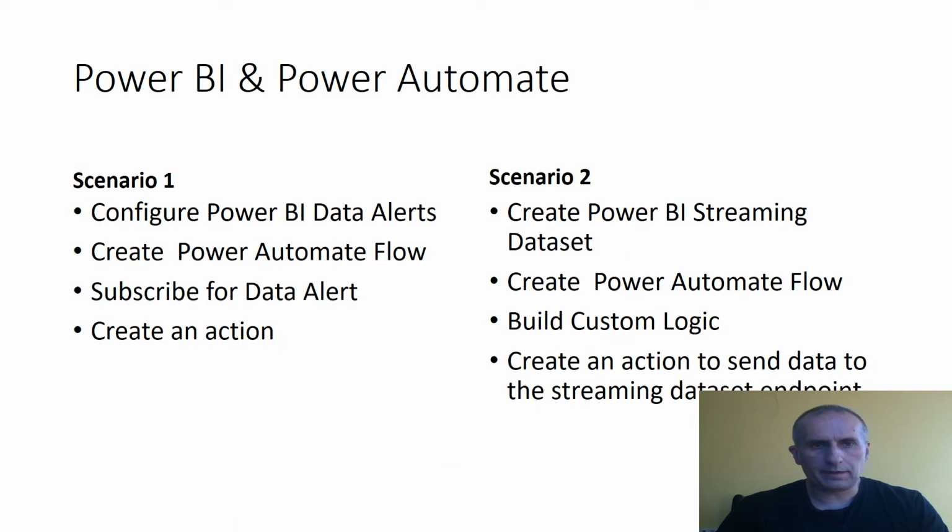We can have one very interesting option, almost without development, to connect Power BI with other services using Power Automate. It is possible to have two different scenarios. In the first one, it is possible to use Power Automate to subscribe to some data alerts and to create an action and send specific information to Power BI. For the second one, we can have a similar scenario where the Power Automate flow will have internal custom logic, and based on this logic, it is possible again to send data to Power BI.